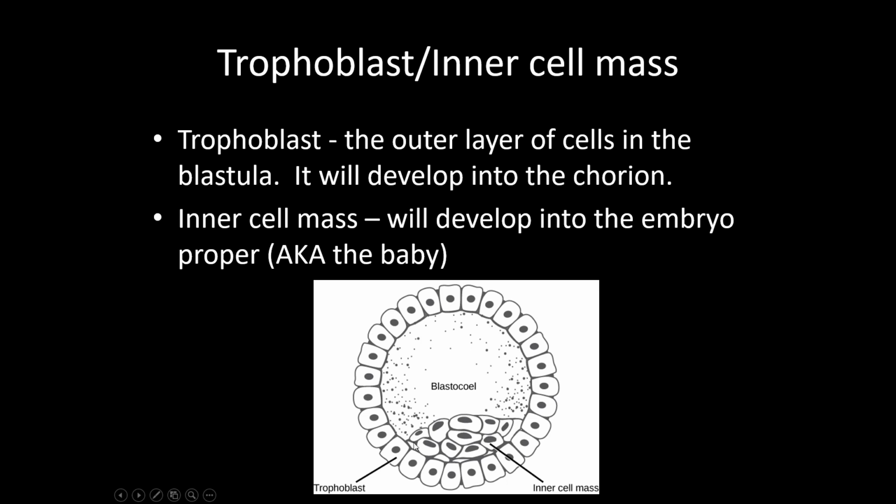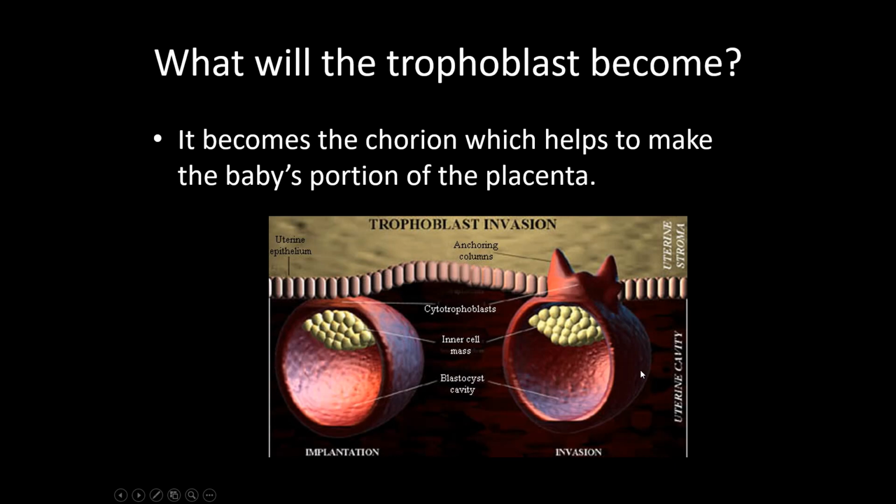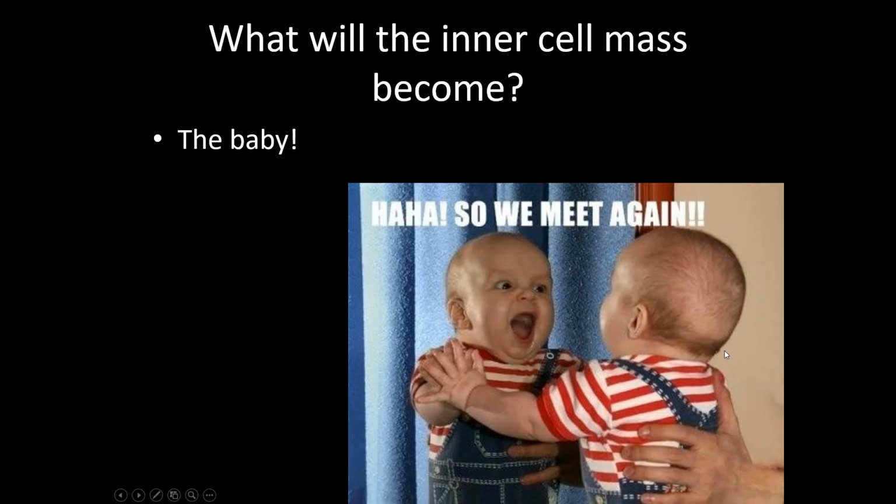Next, we got this little blob of cells on the inside. That's the inner cell mass. This is what's going to actually become the baby. And it doesn't look like very much, but it will later on look like a lot more. So I said this earlier, the trophoblast is going to become the chorion, which is going to become the baby's portion of the placenta. The inner cell mass becomes the baby. I feel like I just said all of that, but there you go.